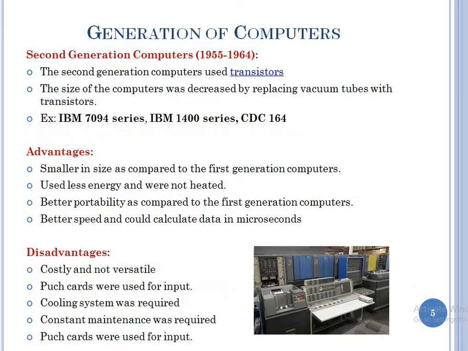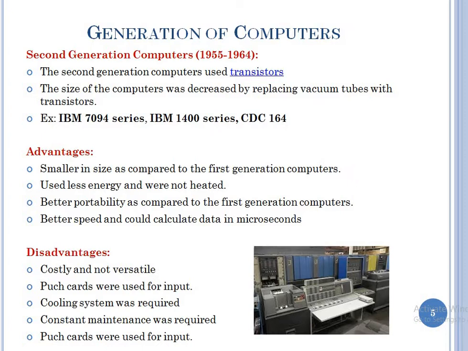Next we see second generation of computers. It can be used from 1955 to 1964. The second generation was the transistor computers. These computers used transistors which were cheap, compact and consumed less power. The transistor computers were faster than the first generation computers.